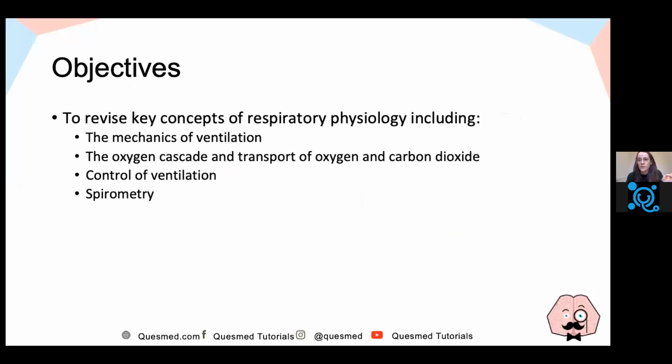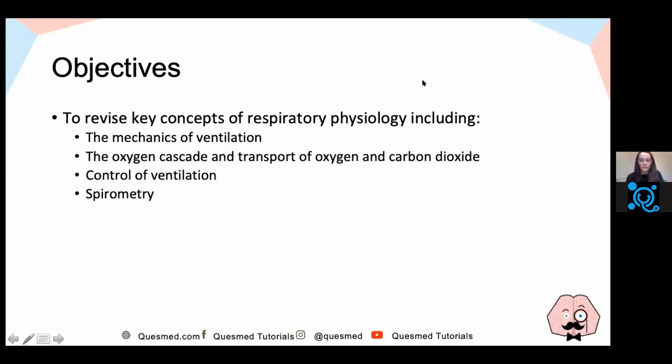The objectives of this session is to go over the key core topics in respiratory physiology. So we're going to do a bit about the mechanics of ventilation, a bit about the oxygen cascade and transport of oxygen and carbon dioxide, a bit about control of ventilation, and some bits about spirometry.